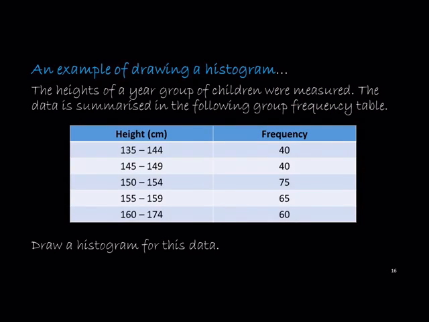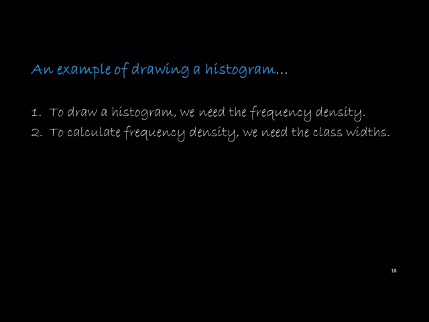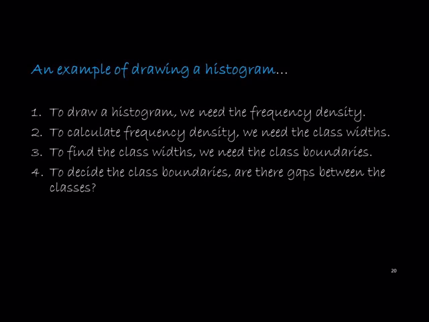Let's look at an example of drawing a histogram. The heights of a year group of children were measured. The data is summarised in the following grouped frequency table. Draw a histogram for this data. Now, to draw a histogram, we need the frequency density. It's the vertical axis. But to calculate the frequency density, we need the class widths. And to find the class widths, we need the class boundaries. And previously, we said to decide the class boundaries, we need to know whether there are gaps between the classes, not between the bars, between the classes.